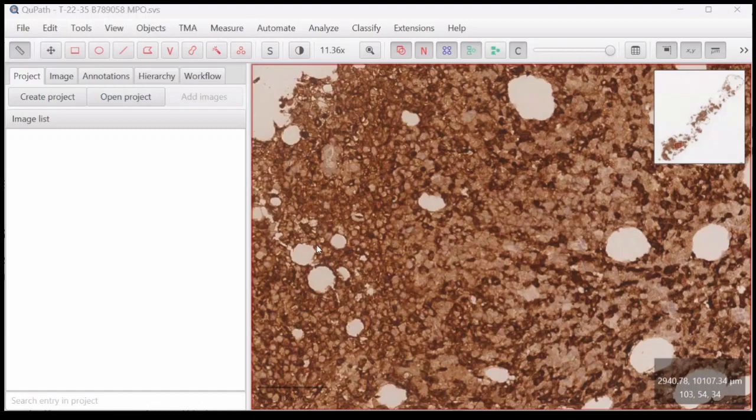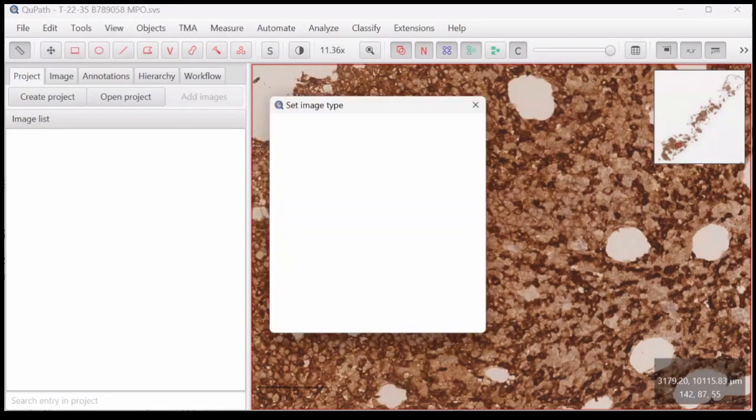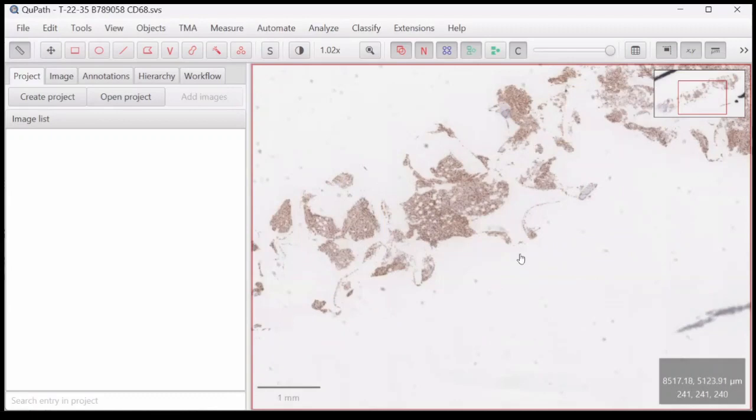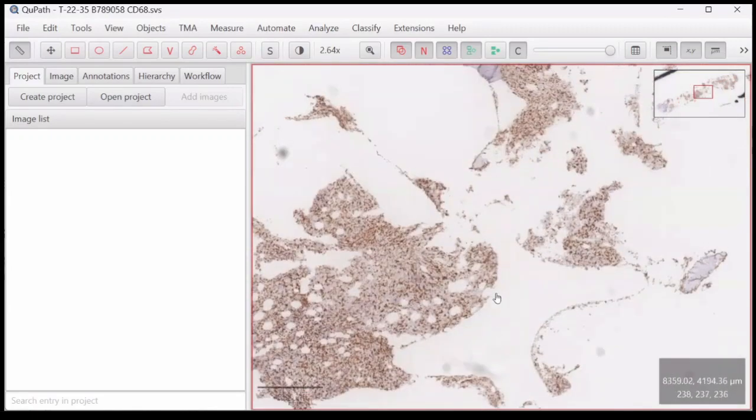MPO, HNE, okay. We move to CD68. Okay, this is the CD68.